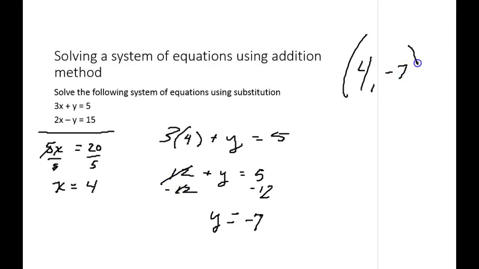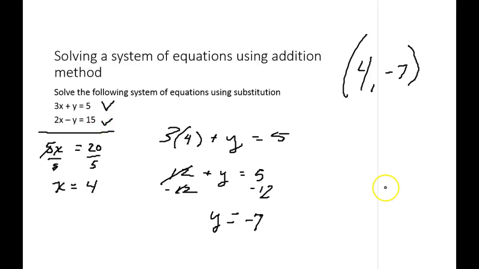You say, well, Brent, can I check that? Yeah. Try it in this second equation. 2 times 4 is 8 minus a -7, which is 8 plus 7, which is 15. Works for that. On the first one, 3 times 4 is 12. Minus 7 is 5. Works for that. So that ordered pair works for both of those equations. Remember, that's what we're doing. We're finding the ordered pair that works for both equations.